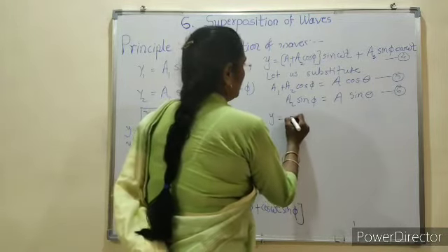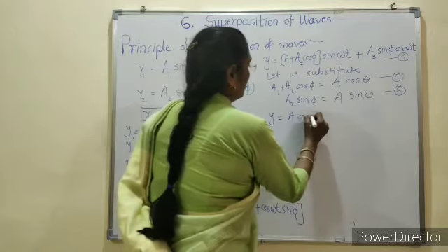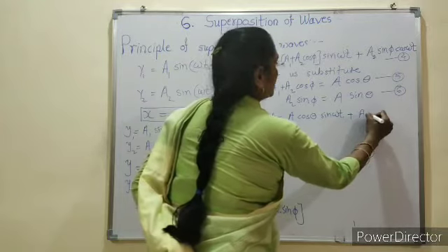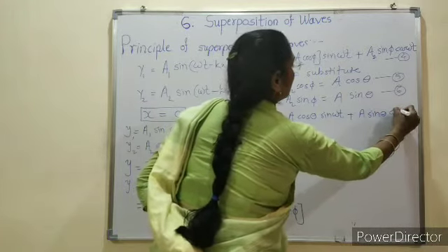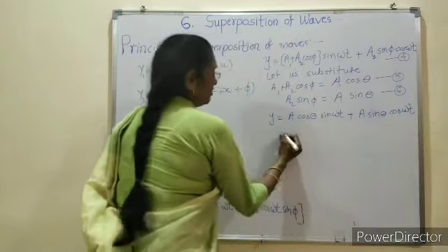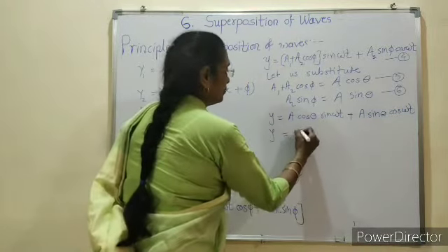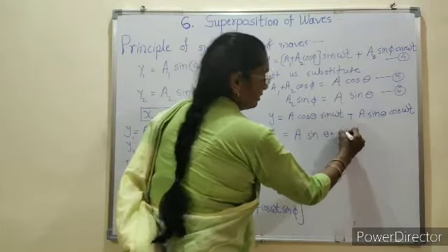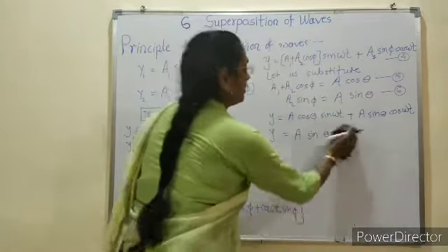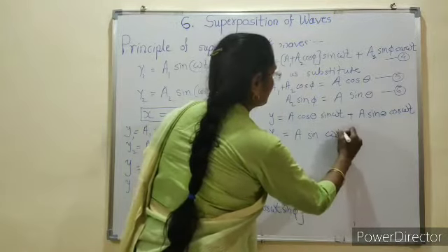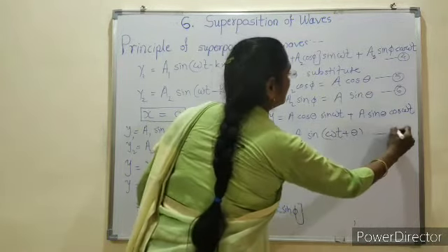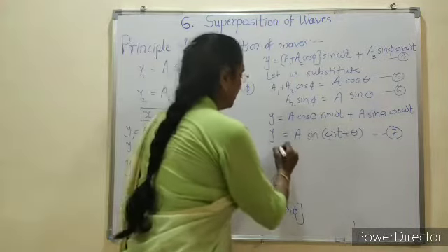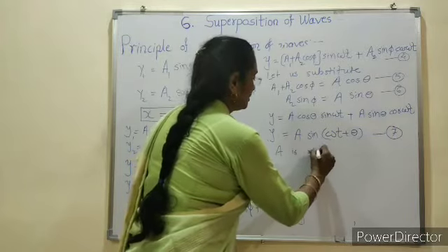y is equal to A cos theta sin omega t plus A sin theta cos omega t. It can be written as y is equal to A sin(omega t plus theta), and this is the new equation number 7, where A is the resultant amplitude.